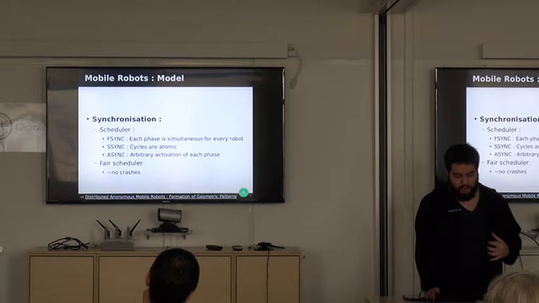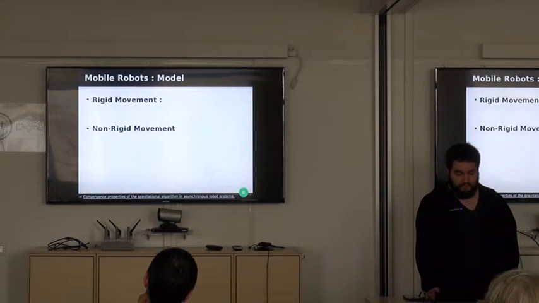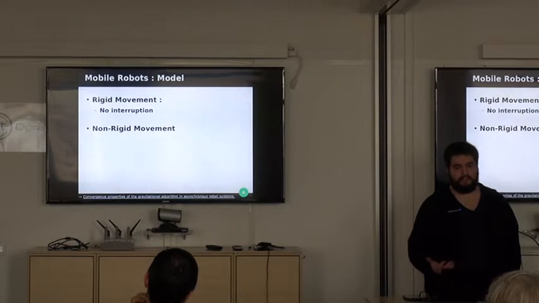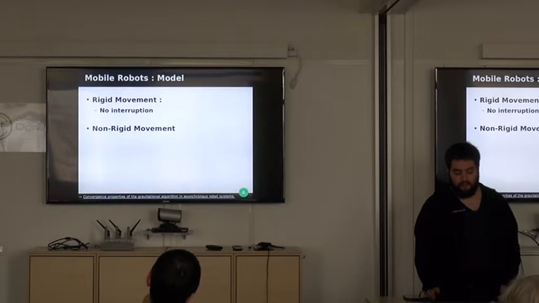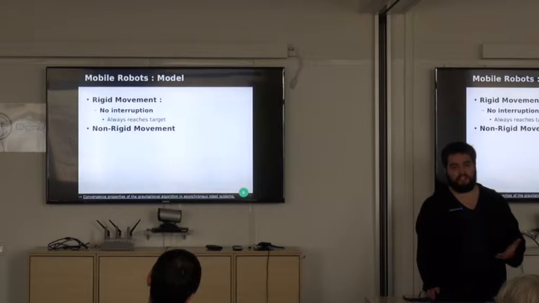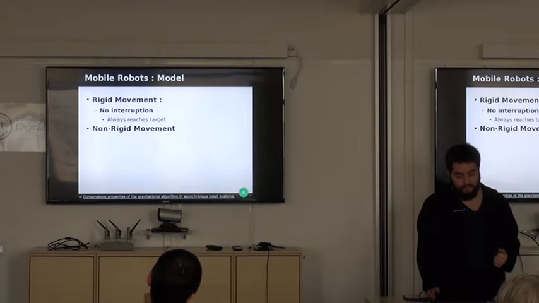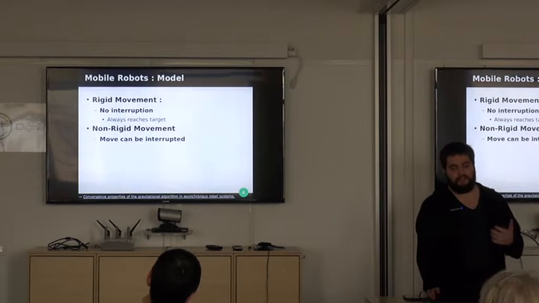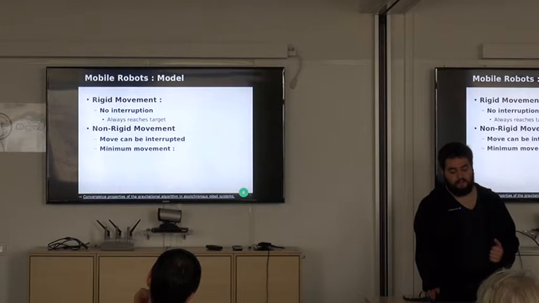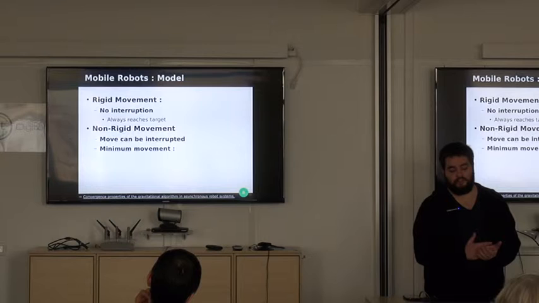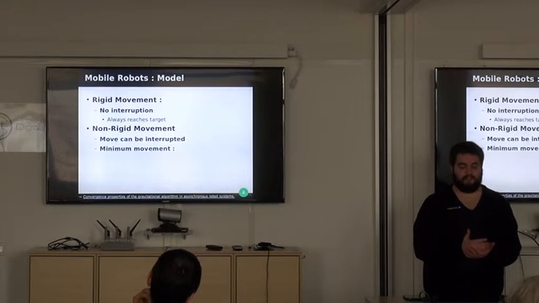We're going to talk a little bit about the move phase. We have two different hypotheses that can be used, which are called rigid and non-rigid movement. Rigid movement is this idea that the scheduler cannot interrupt a move phase. So if I have a target, I am going to reach it at the end of my move phase. The non-rigid movement means that the scheduler can actually interrupt the move phase. So this could be very bad if the scheduler could just start a move phase and interrupt it immediately after, then we would have no movement.